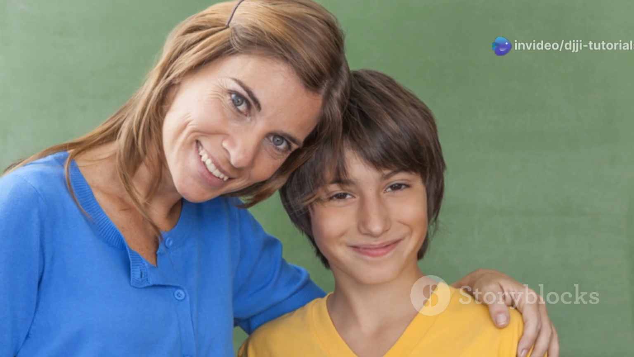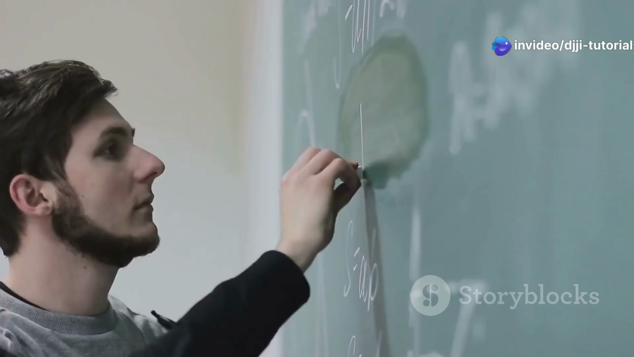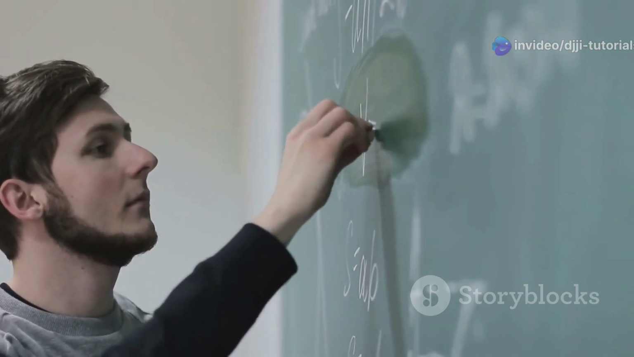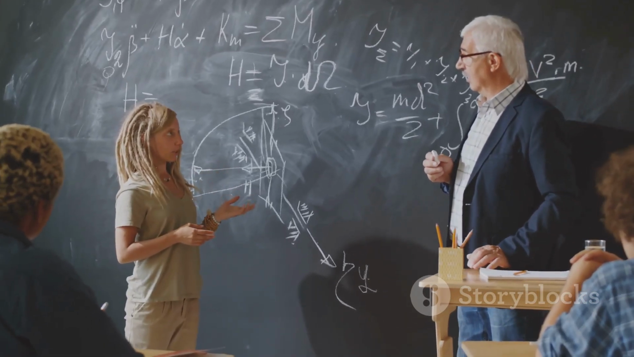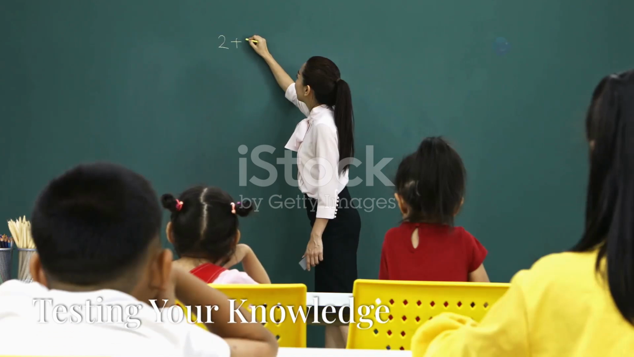We can simplify this ratio by dividing both sides by their greatest common factor, which is 3. This gives us a simplified ratio of 3 to 2. This simplified ratio conveys the same information as the original ratio, but in a more concise form.